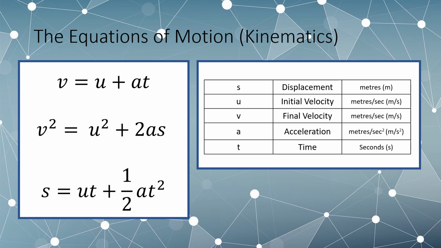That is, final velocity equals initial velocity plus acceleration multiplied by time. Then we have final velocity squared equals initial velocity squared plus 2 multiplied by the acceleration multiplied by the displacement. And finally, we have the displacement is equal to the initial velocity multiplied by time plus half multiplied by the acceleration multiplied by the time squared.